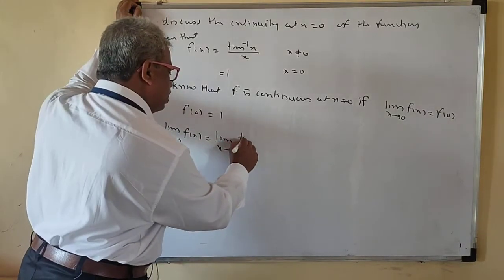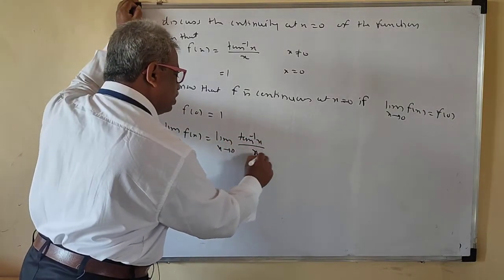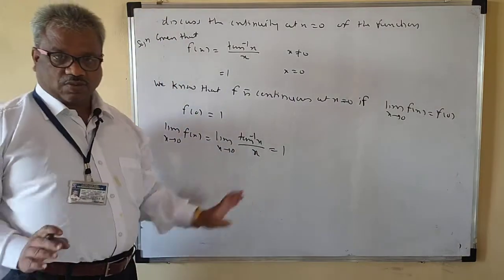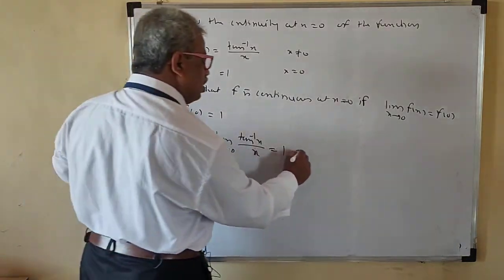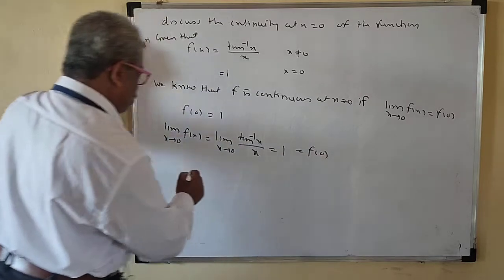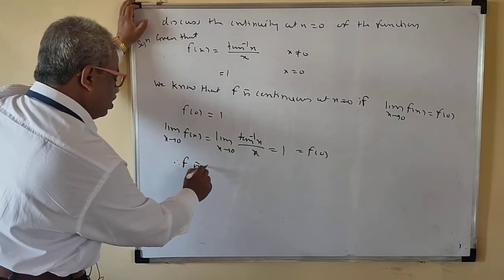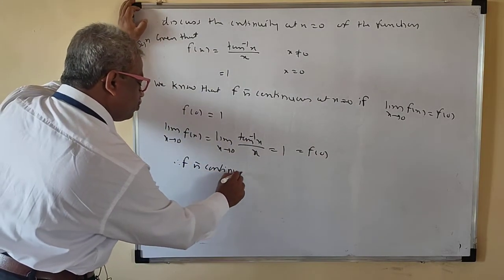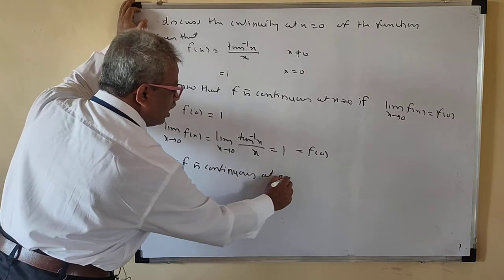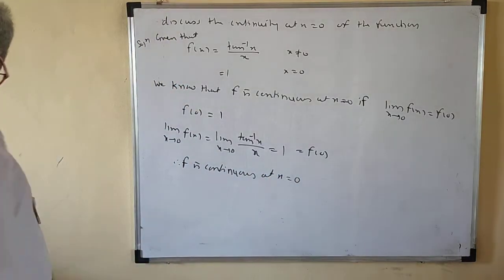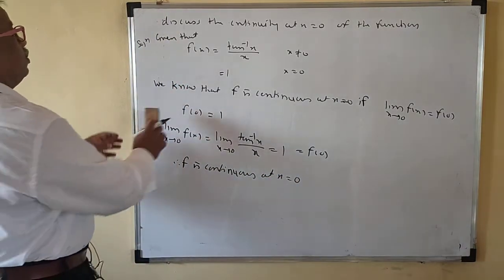So this is what then? Tan inverse of x upon x. So we know that this limit is 1. And this is same as what? This is f of 0. So therefore f is continuous at x is equal to 0. So the problem is over now.